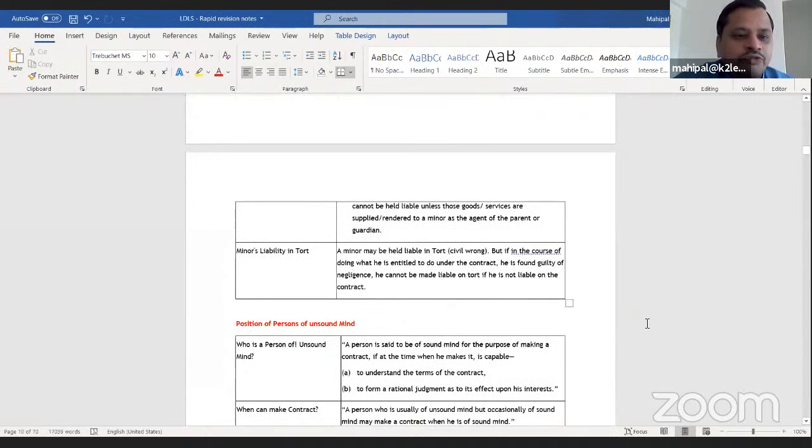Minor's liability in case of tort. Tort means civil wrong, and the minor will be held liable. Dear friends, in necessaries, one of the important concepts, and I stress this point, please recall: whenever necessaries are supplied to a minor and continue to be supplied after attaining majority, in such case, this liability will be of the minor's property or equally.